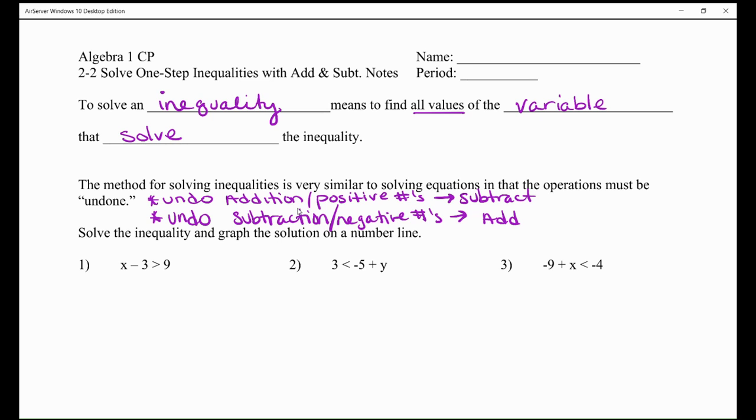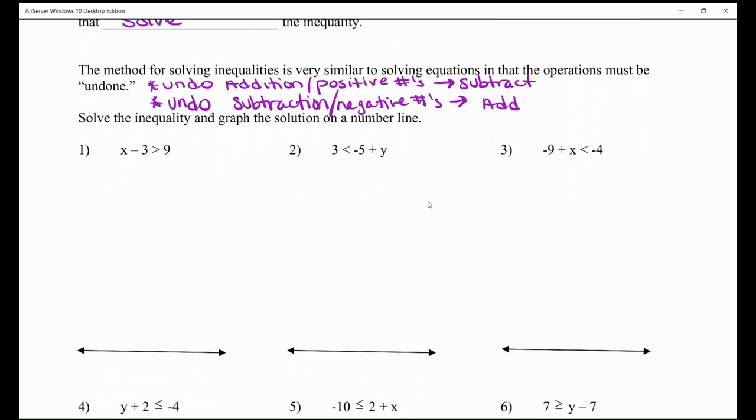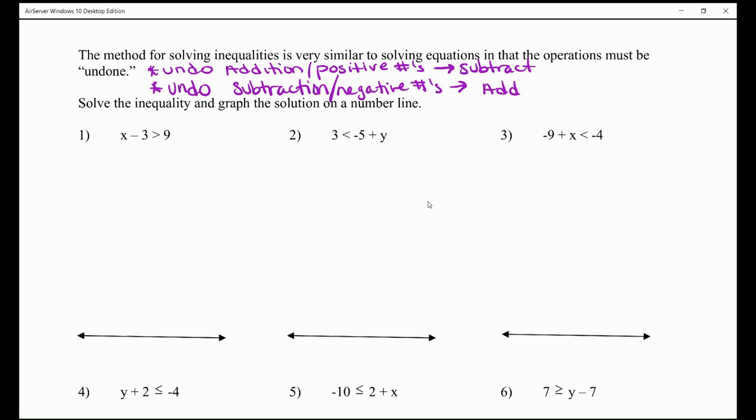Remember, to undo subtraction of a positive number, we'll subtract. To undo subtraction of negative numbers, we'll add. The first inequality, we have x minus 3 is greater than 9. So the inverse operation of subtracting 3 is adding 3. So we get x is greater than 12 as the solution.